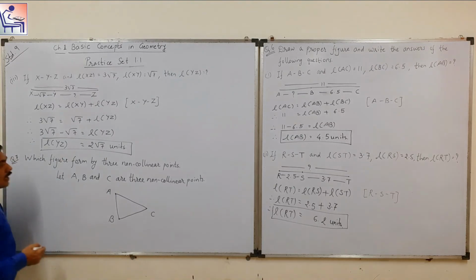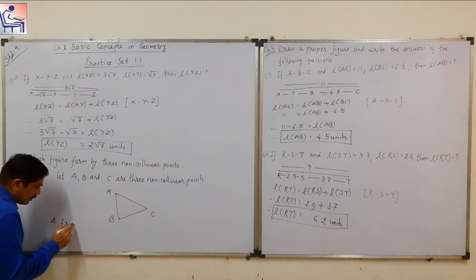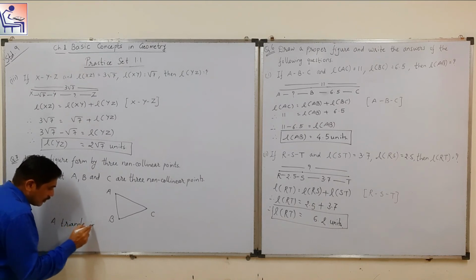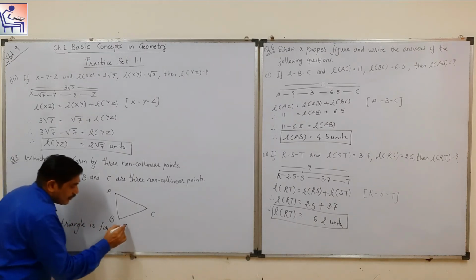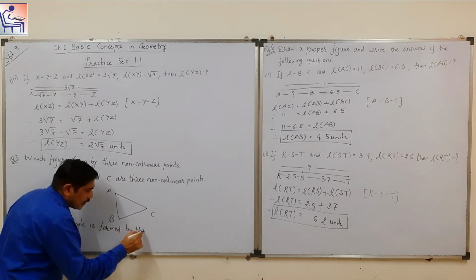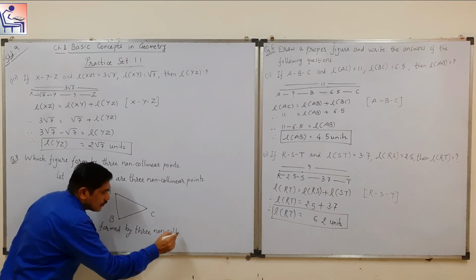So we can say that a triangle is formed by 3 non-collinear points.